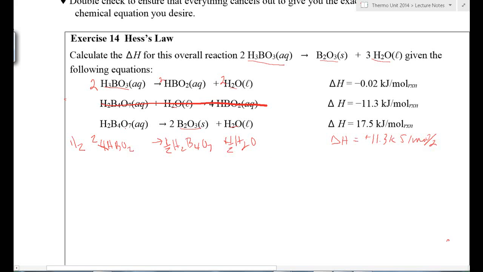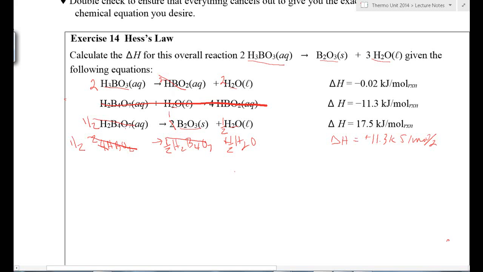Alright, so now I can cancel out my HBO2, but I don't have enough H2B4O7. I've got 1 here and 1/2 here. So I'm going to have to make this 1/2 also, the whole thing. So this divide by 2 is going to be 1. This is going to be 1/2. Alright, so let's see where we are now. So we have 2H3BO3. I have 2HBO2 canceling with 2HBO2. I have a half H2B4O7 canceling with a half H2B4O7. And on the product side, I have 2 plus a half, so that's 3 waters. Okay.